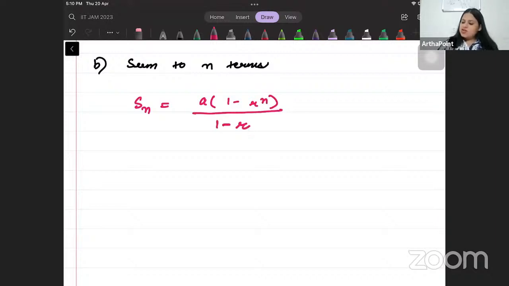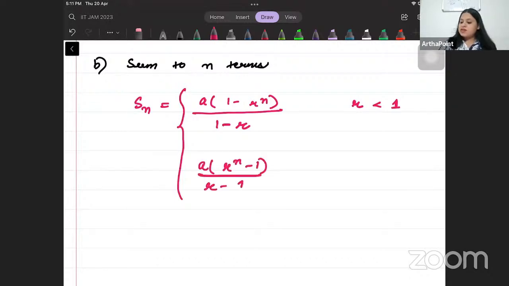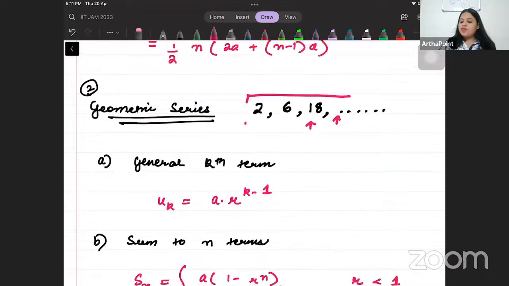Some books will write this as the formula when R is less than 1, and if R is greater than 1, you can just write it like this. This is when R is greater than 1. So you can write it for both R less than 1 and R greater than 1 to get the sum of the n terms. So if I tell you this is my series and I want the sum of the first 5 terms or the first 10 terms, you can use this.